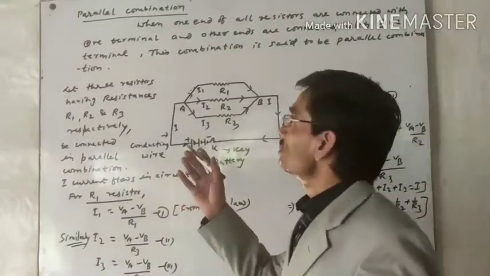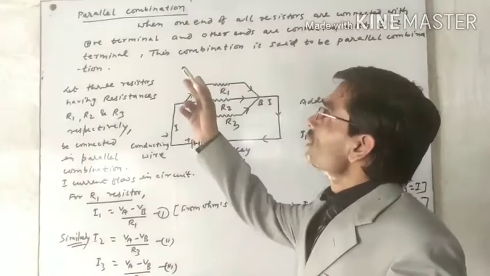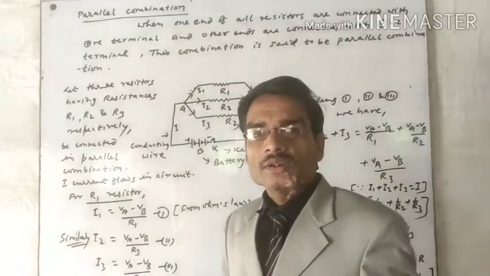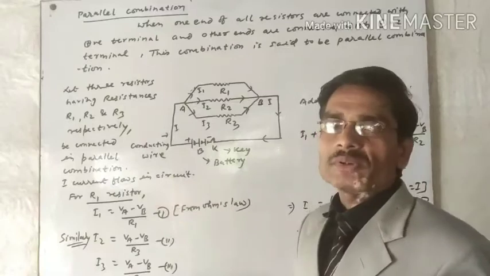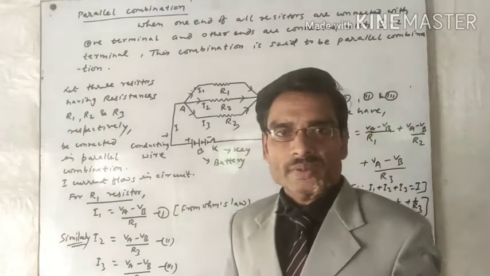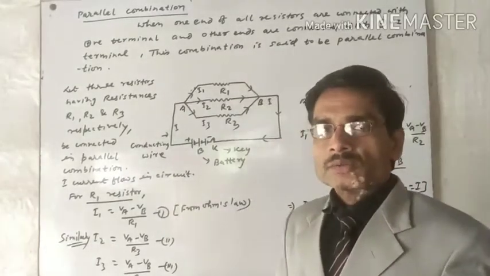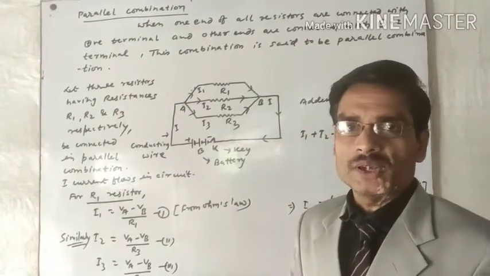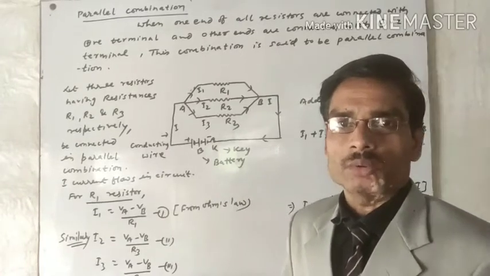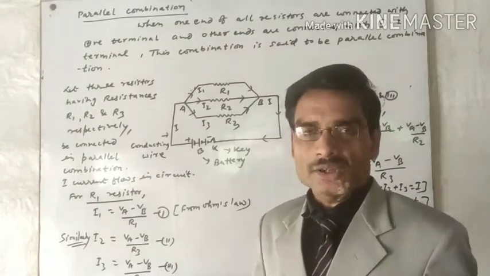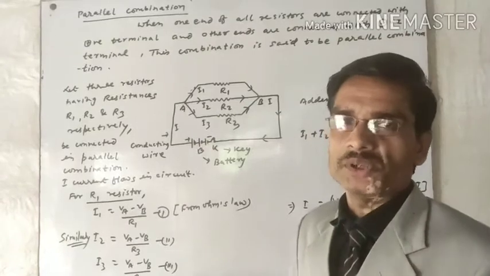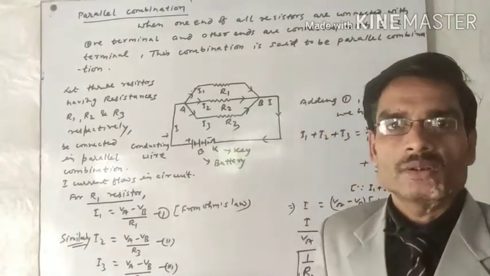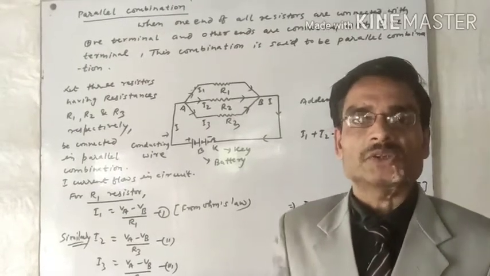I have brought the next topic, parallel combination. In this topic, I will explain how to get the equivalent resistance in parallel combination when two or more resistors are connected in parallel combination. First of all, let us understand what we mean by parallel combination.